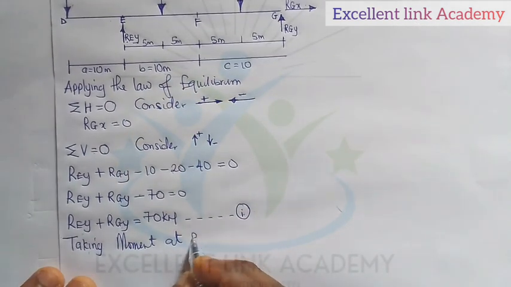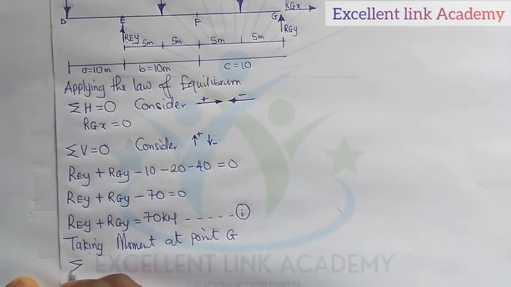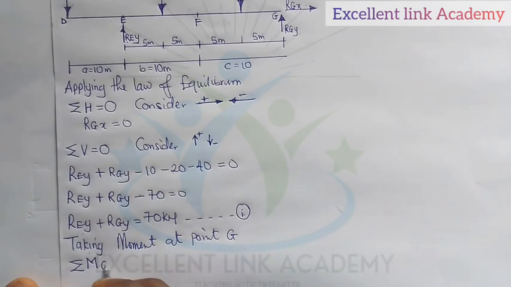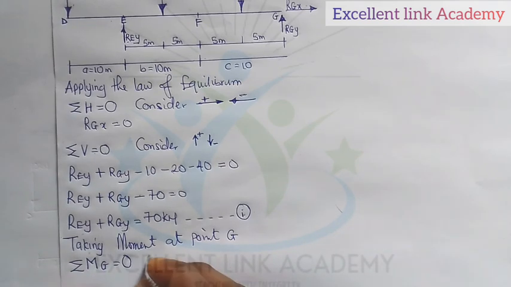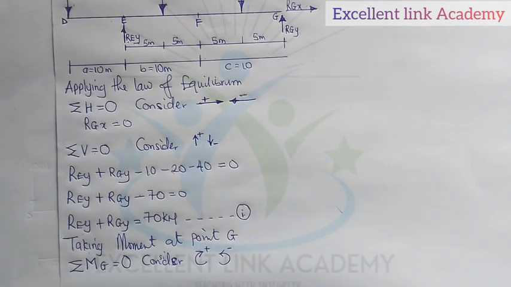So taking moment at point G, that becomes summation MG equal to 0. Moment at G is equal to 0. Consider clockwise to be positive, then anti-clockwise to be negative. So now observe, please.